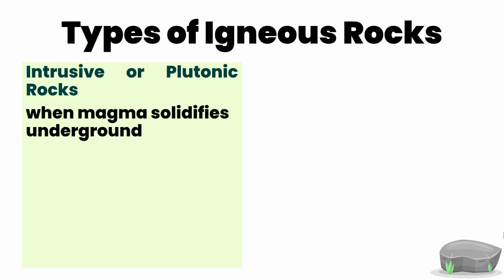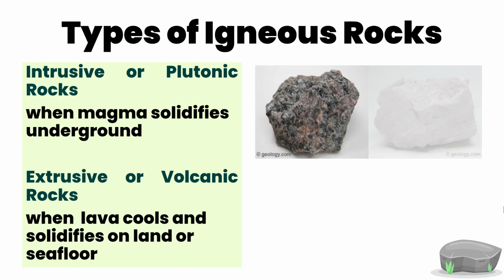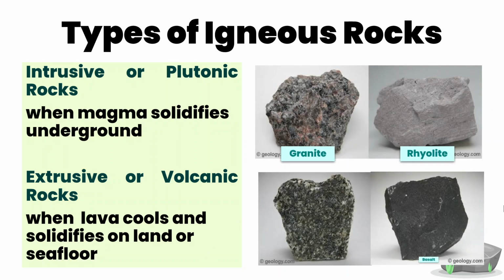There are two types of igneous rocks to mention: intrusive and extrusive. Intrusive are plutonic rocks. This is when magma solidifies underground. So these are rocks that are formed under the ground. Examples are granite and rhyolite. Extrusive or volcanic rocks form when lava cools and solidifies on land or seafloor. Examples are gabbro and basalt. So granite and rhyolite form underground, while gabbro and basalt form over land.